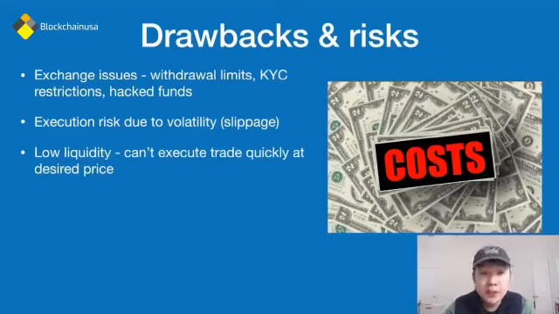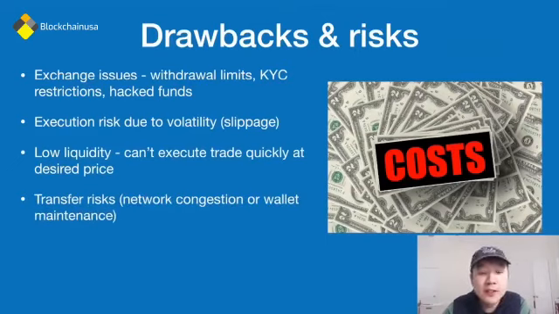Low liquidity, what I mentioned earlier. You can't execute your trade quickly at all at your desired price. Transfer risks: network congestion or wallet maintenance. This is a big deal if you need to transfer it for your arbitrage strategy to work.